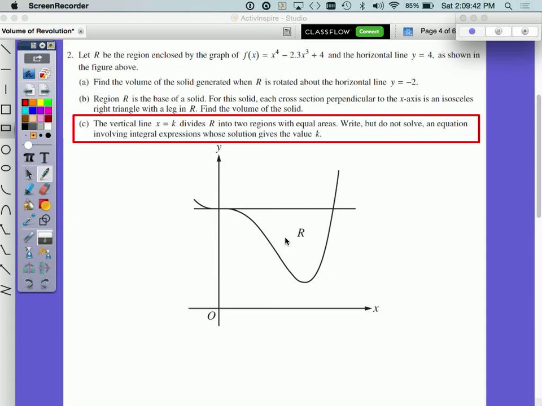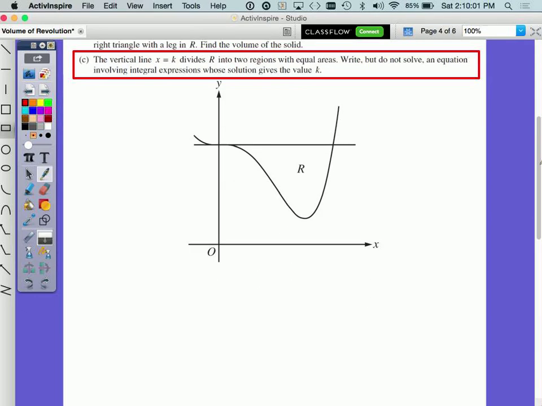and which is given in this diagram. The line divides the region R into two regions with equal areas. And in this part of the question, we're asked to write but not solve an equation that involves integral expressions and whose solution, if we were to get it, would give us the value of k.